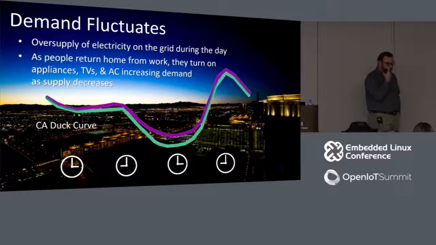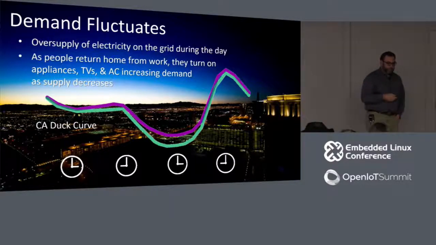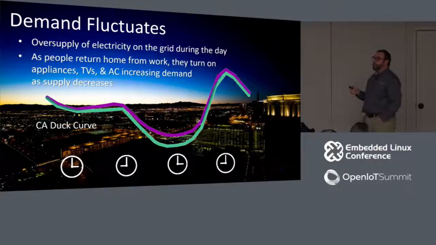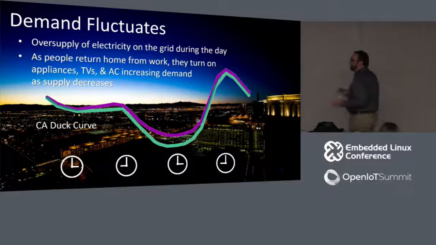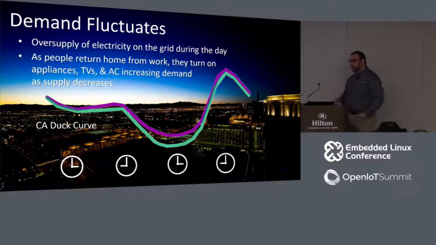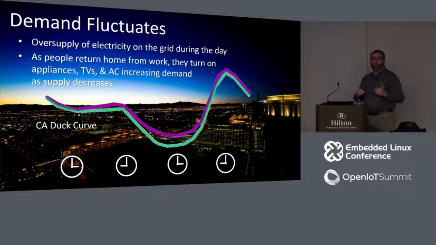Now the crux of the problem, in California particularly, but it's across the entire country, the entire world, is that our demand for electricity fluctuates up and down all day. In the morning when we're all asleep, it's pretty flat. It's pretty easy for us to keep production where it needs to be to meet demand, but then we go to work and it drops. We've got to figure out how to keep the grid in balance at that point.